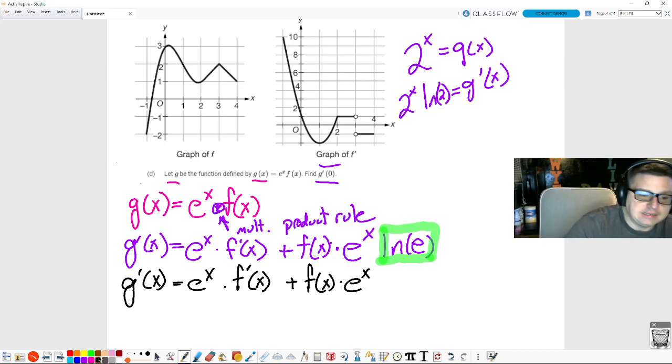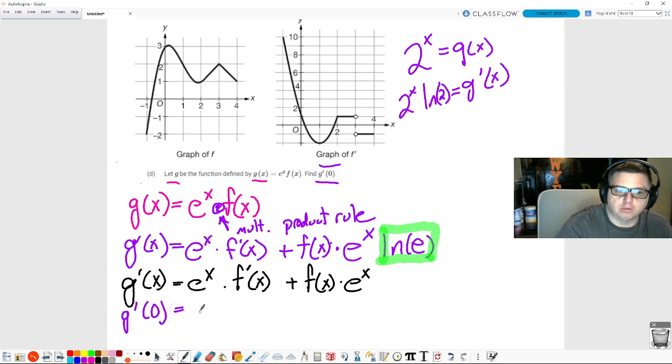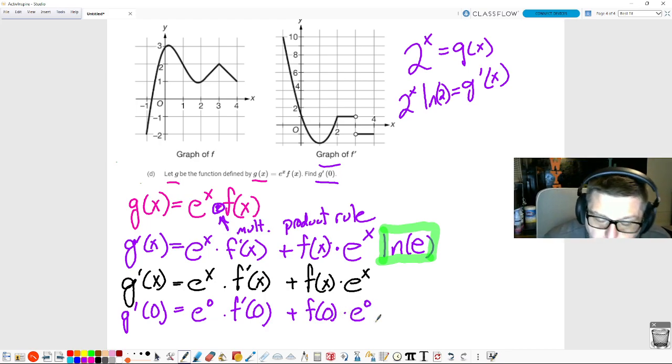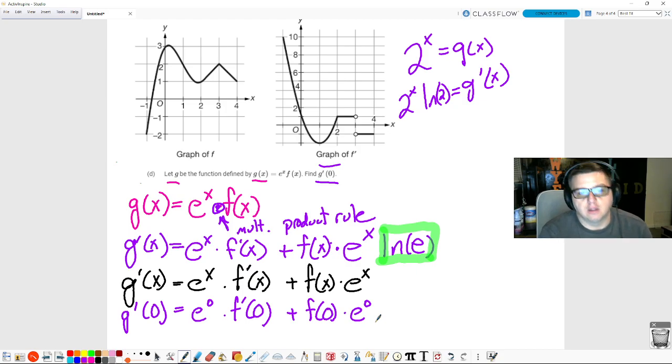Now, our last step, remember, what was the overall goal? They wanted g prime at 0. So now we need to start plugging in 0 for our x values. Anything raised to the 0 power, once again, is that fundamental pre-calculus knowledge that you have to come into class with. Anything raised to the 0 power becomes a 1.